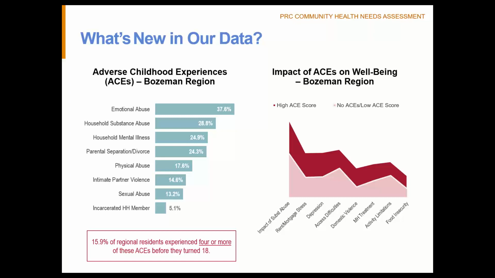So we absolutely are confirming what they're seeing in other parts of the country. The dark red shows the gap in the individuals that have high ACE scores compared to those with low ACE scores or no ACEs. And the data is quite different here for current substance abuse, those struggling with paying rent or mortgage, those who say they have depression, reporting access difficulties, domestic violence, mental health treatment, activity limitations, and food insecurity. For all of those, there's a significant difference, significantly worse for those individuals with high ACE scores compared to those with low or no ACE scores.